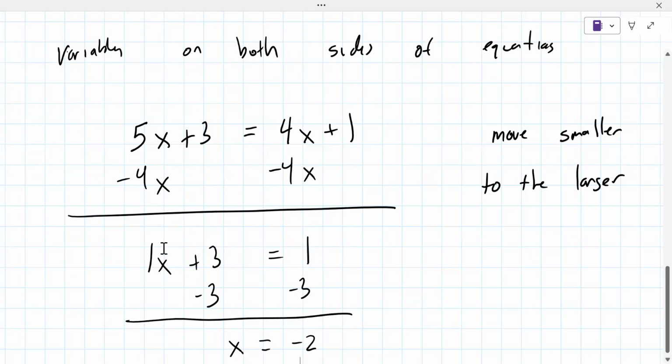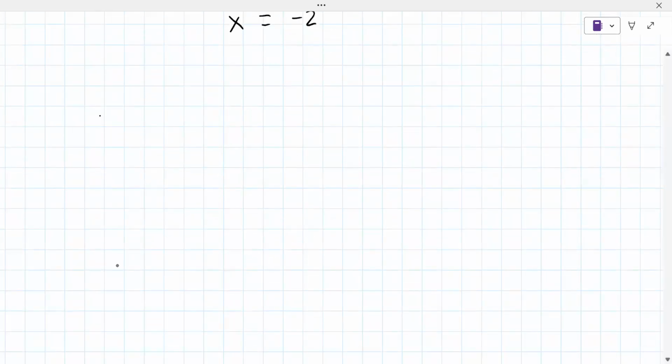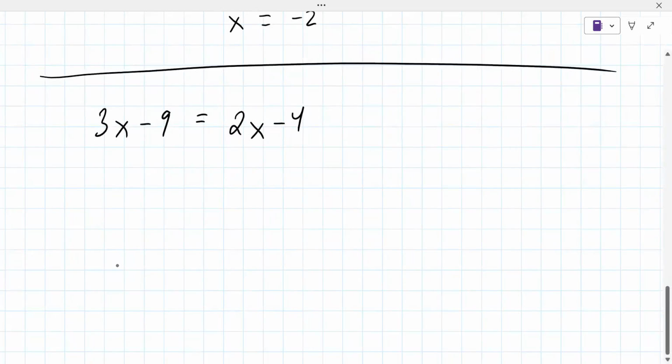Okay. All right, so let's have you try one. You ready for that? Yep. Okay, so it'll be very similar. What's in front of you here? So let's go 3x minus 9 equals 2x minus 4. Go ahead and solve for x, please.